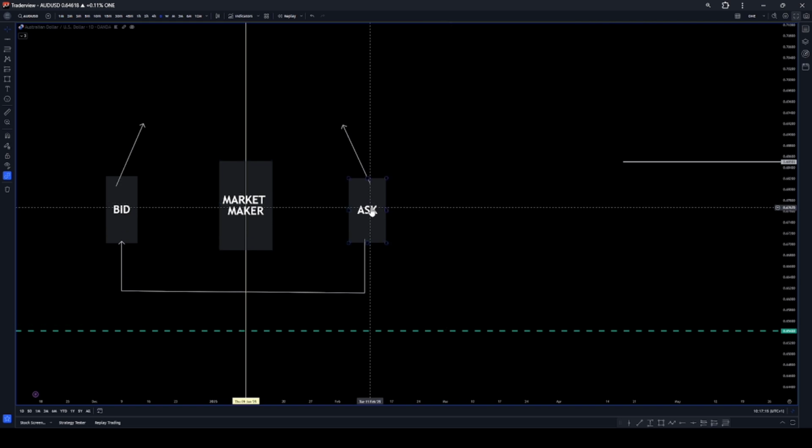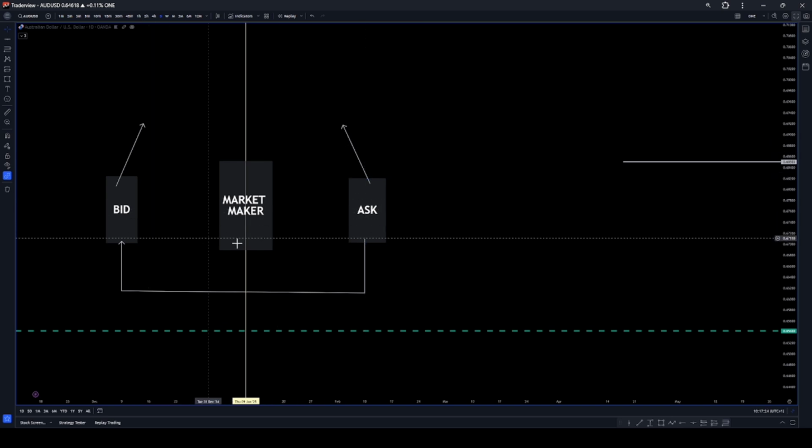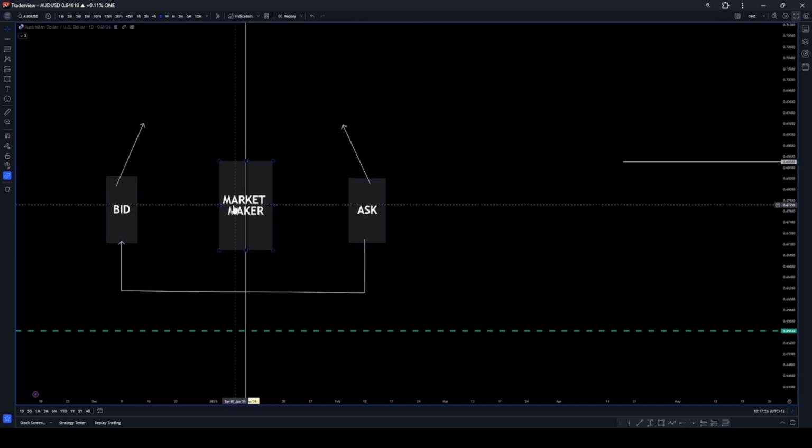If you want to sell a phone to them, they will tell you, okay, this is the amount you want to buy the phone, this is the amount you want to buy the phone, and then you have to accept their offer. And this is how spread is created.